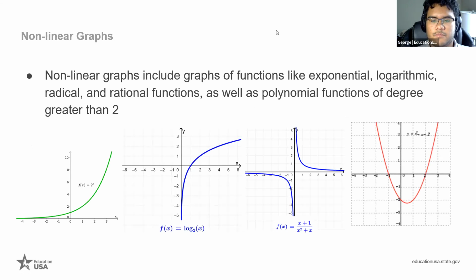Now, another thing you may encounter in this section is nonlinear graphs, which include graphs of functions such as exponential, logarithmic, radical, and rational functions, as well as polynomial functions of degree 2 or greater. You can see in order here, we have an exponential function, specifically f of x is equal to 2 to the power of x. There's the graph here for it. You may be asked to analyze some property of graphs like these.